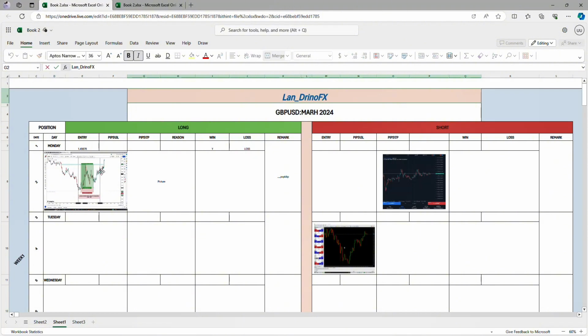Let us say on a Monday. Okay, this is the day, Monday. The date is first. It must not be accurate. Okay, you can change this date here. These things are editable. You can change the date depending on the dates that you are going to be trading.